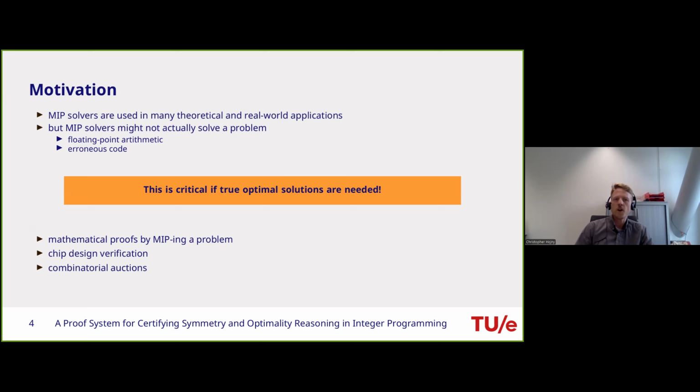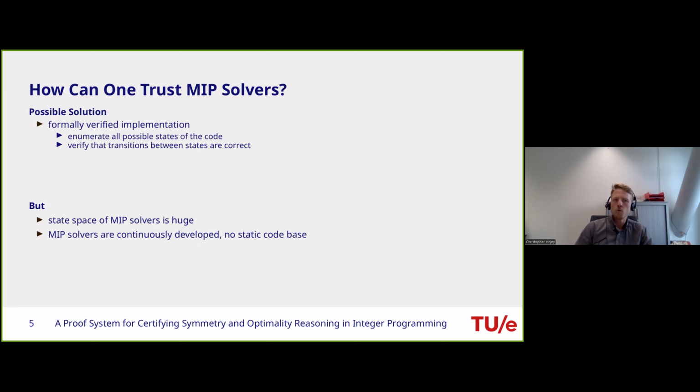And the question in the following is, how can we achieve that the solutions that we compute within a mixed integer programming solver are actually correct? And one solution would be to have a formally verified implementation of our mixed integer programming solver.